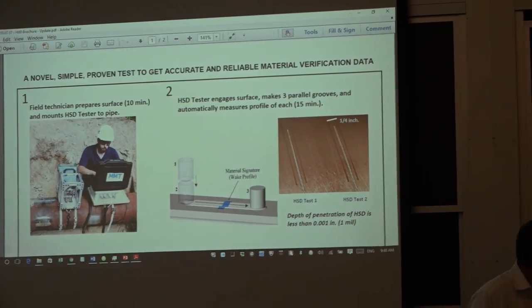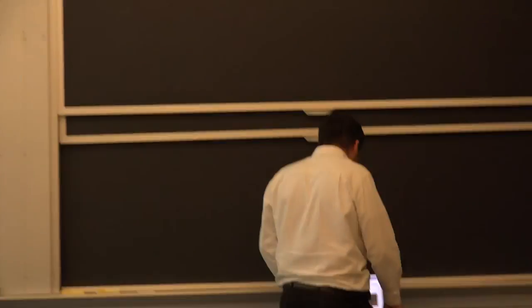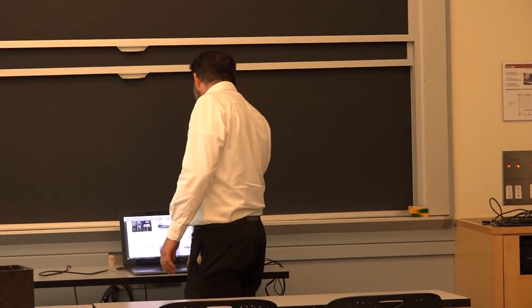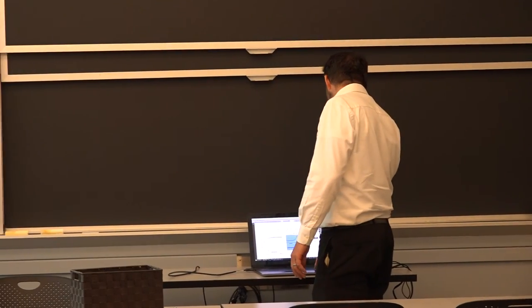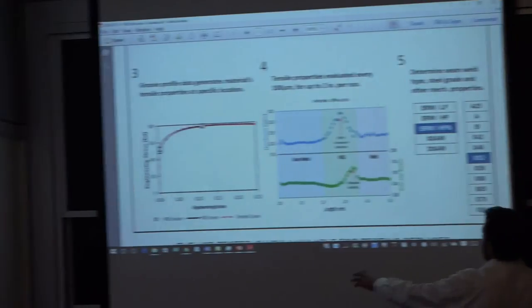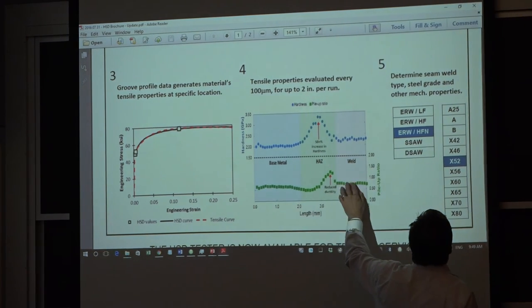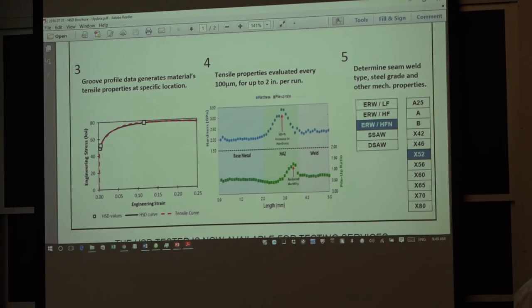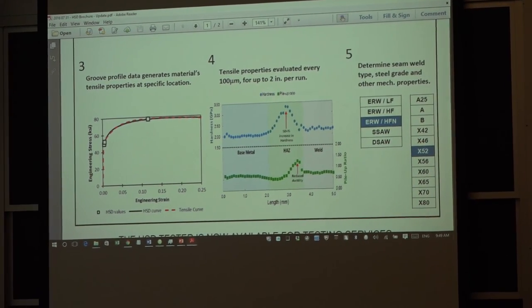So it's very superficial. It goes only to 1% of the depth, and it provides the stress strain curve, what's going on across the heat affected zone if you have a weld. So here what happens is you go over a weld and it gives you some information about the type of welding process that was used in the case of pipelines.